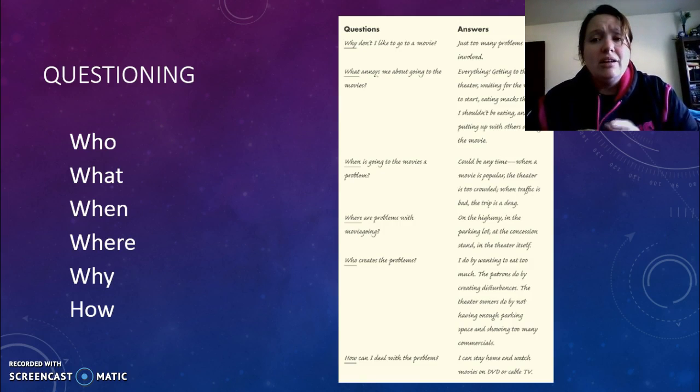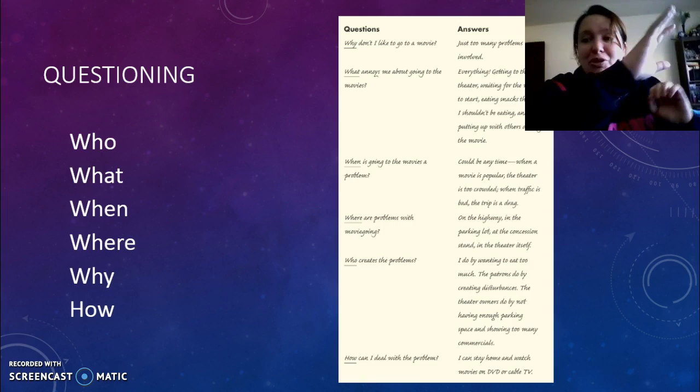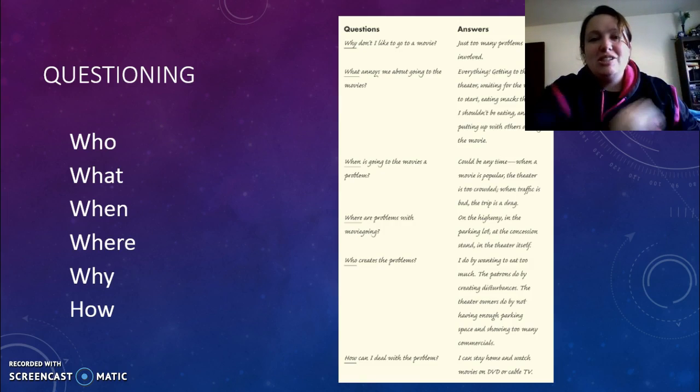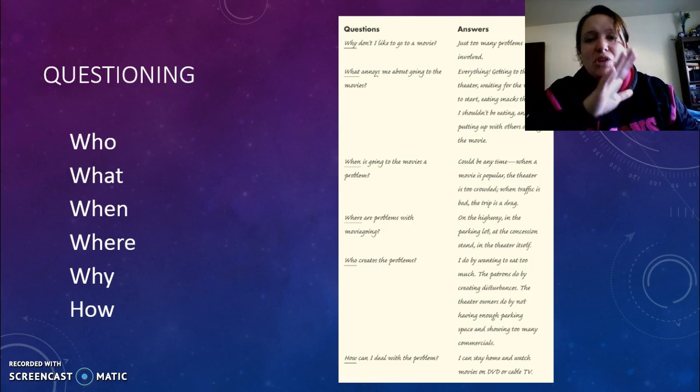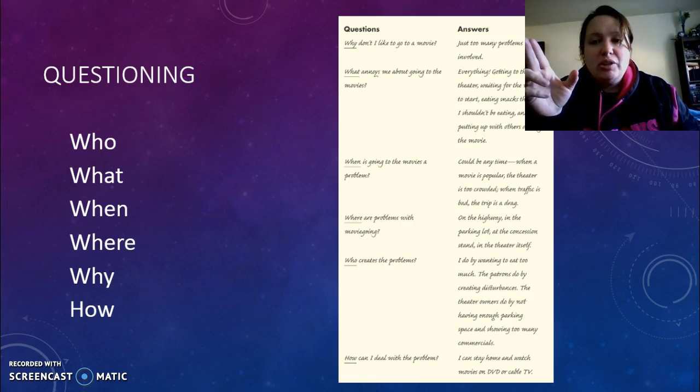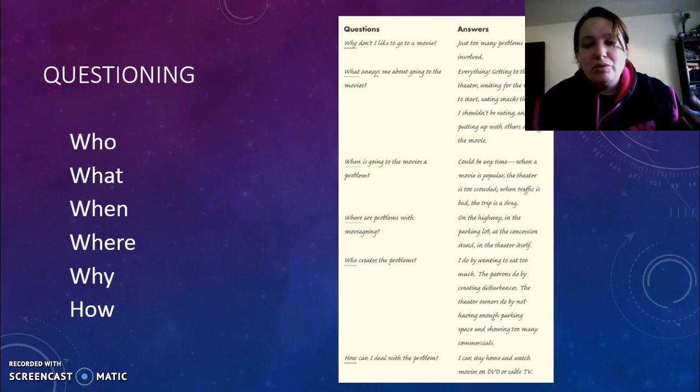We see over here on the screen, if you look over on this side, you see questions. You see, okay, so why don't I like going to the movies? Or what annoys me most about going to the movies? You go further down and you're going to see when is going to the movie the problem, etc. You'll notice if you looked at both pages that it's writing about the movies.